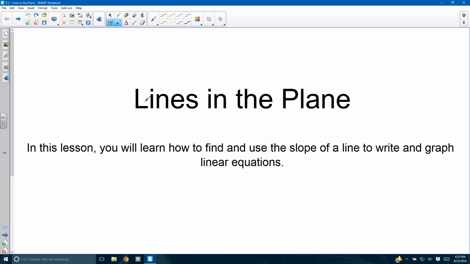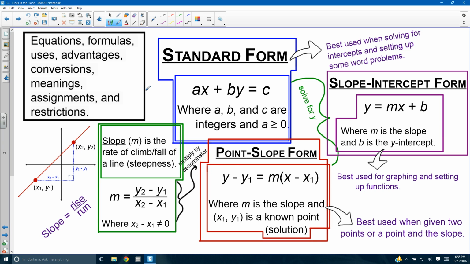Hello and welcome. This is an overview of lines in the plane. In this lesson, you will learn how to find and use the slope of a line to write and graph linear equations. You'll learn a little bit more things, but that's the basic thing.